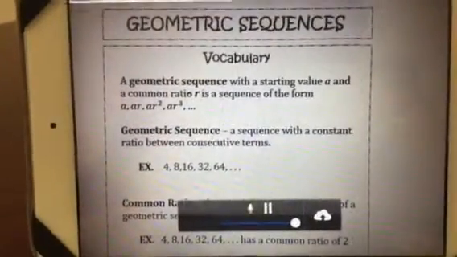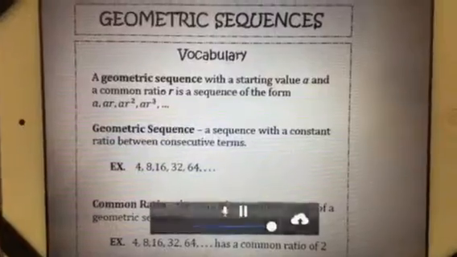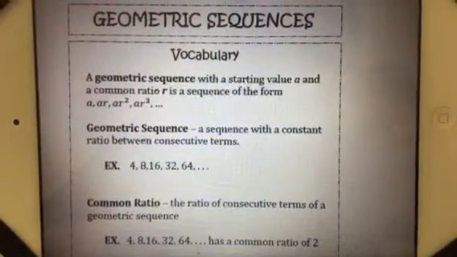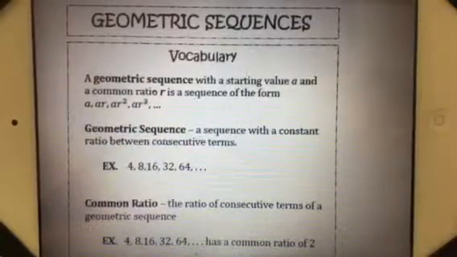This video is on geometric sequences. We're going to try something a little bit different called Zaption. You'll be able to answer some questions along the way of this video, so let's get started.